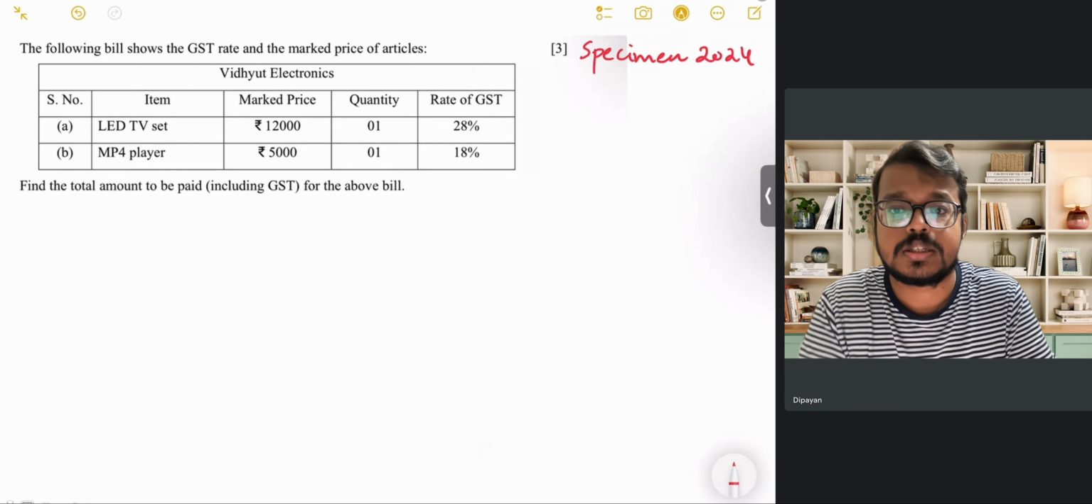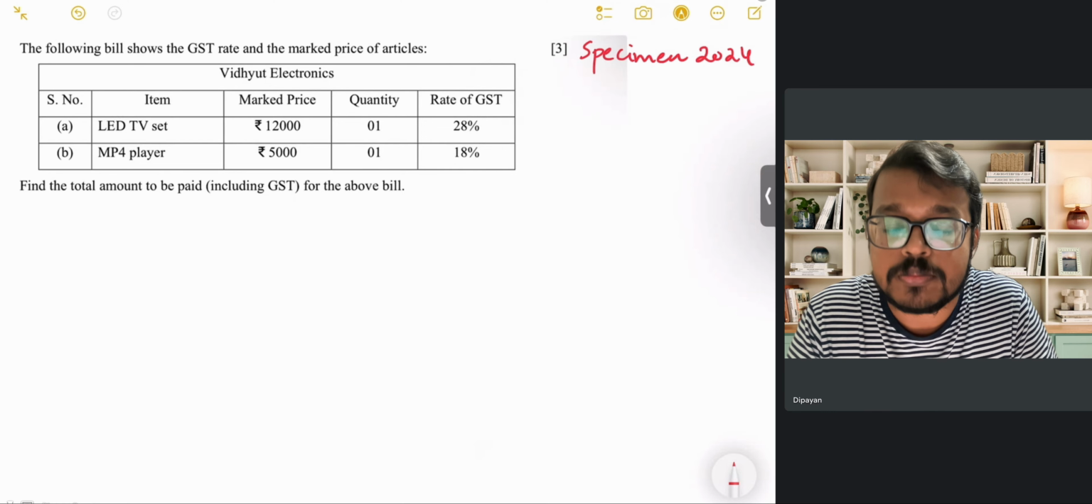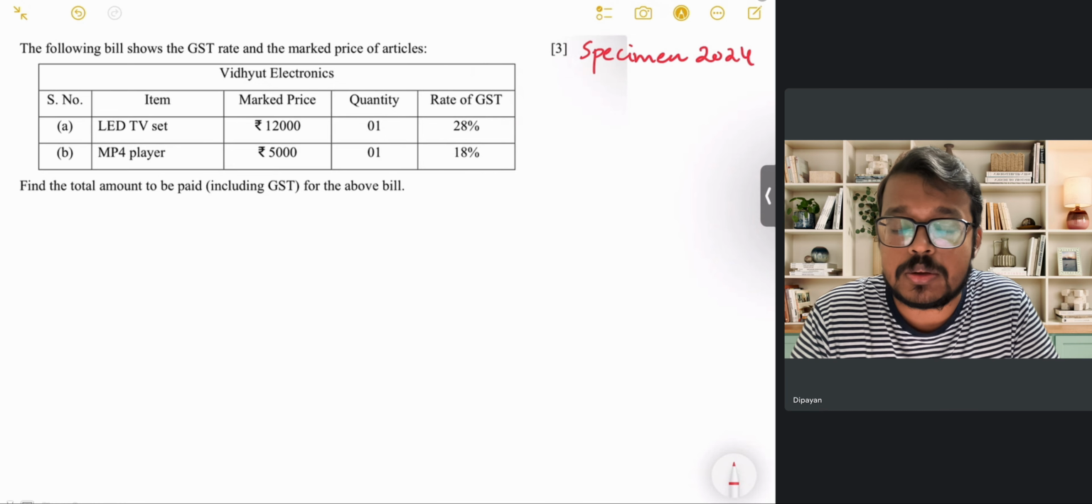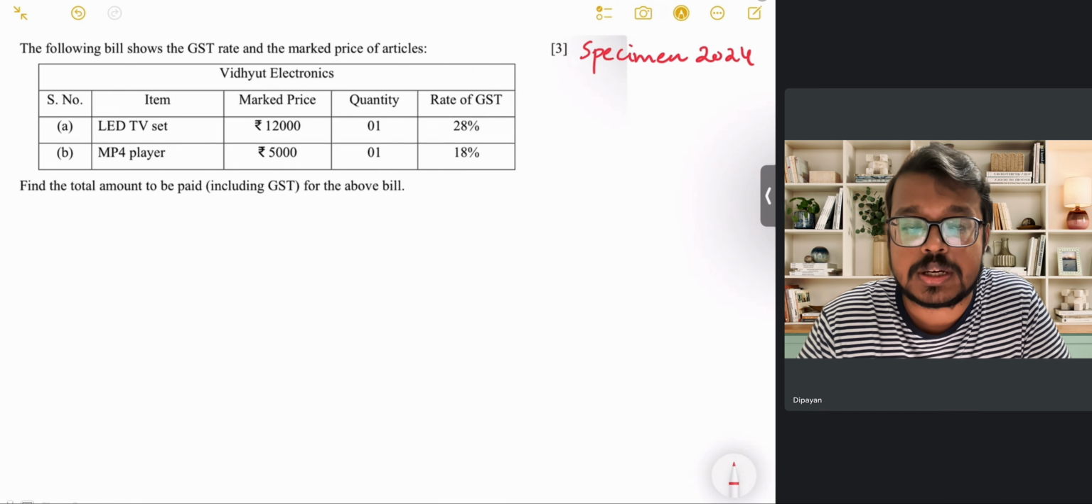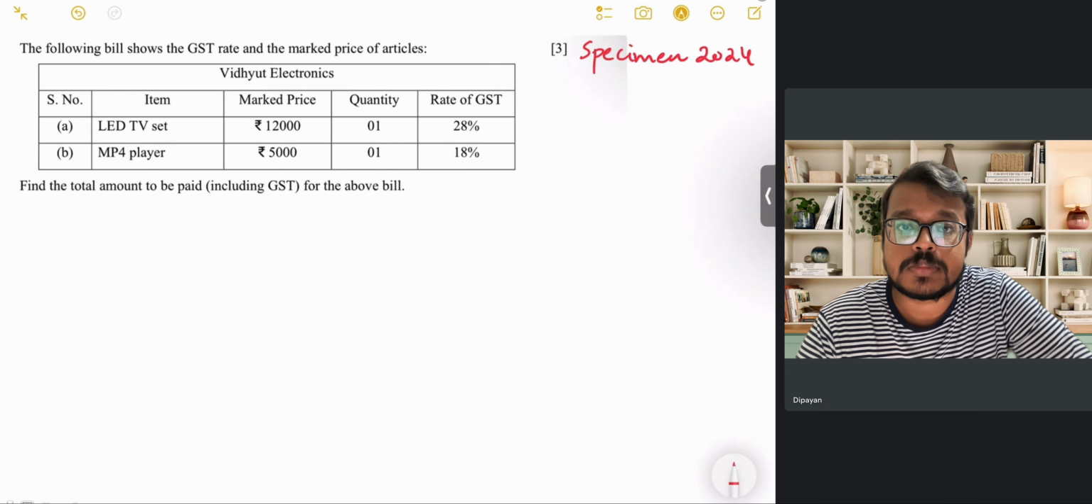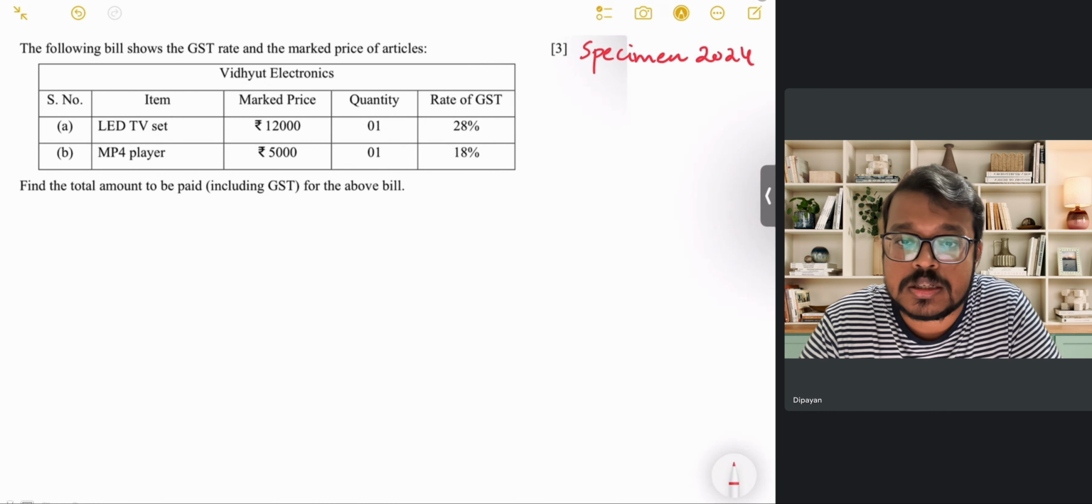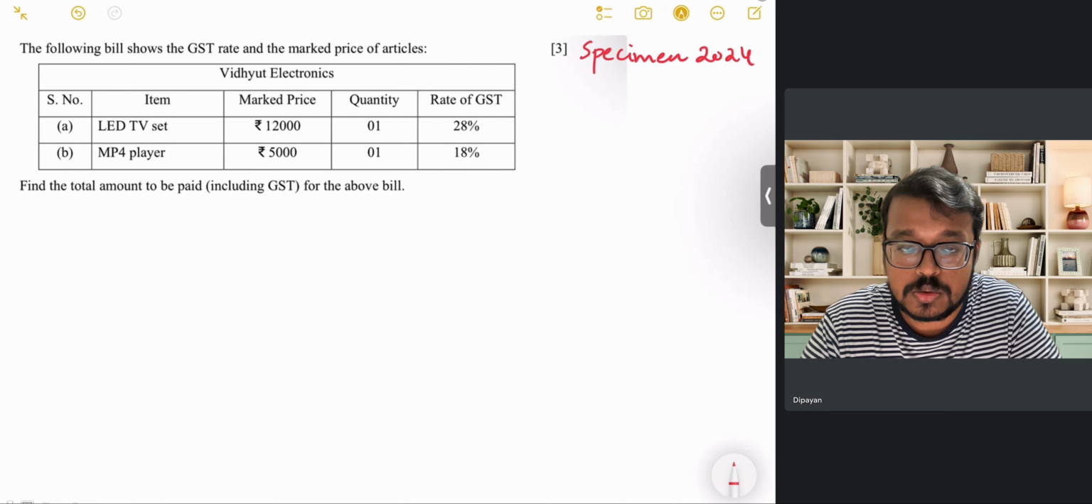A common question asked in the ICSE exam from GST is the bill question. So a customer will be purchasing some items from a shop and we have to calculate the total amount to be paid including GST for the given bill.